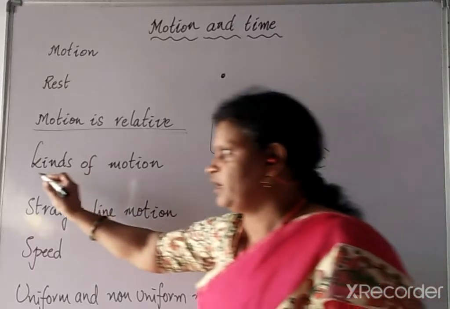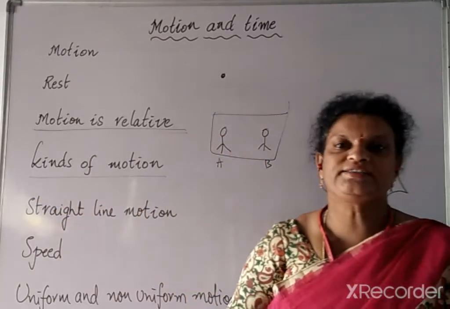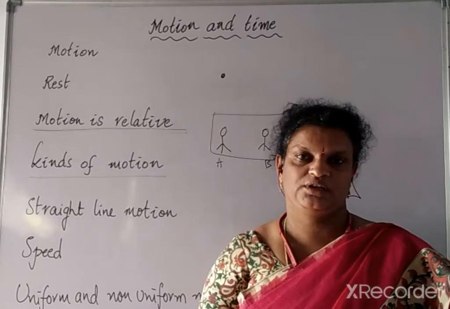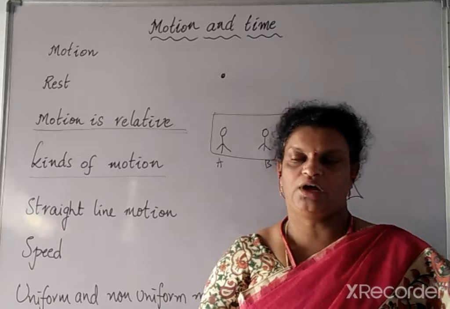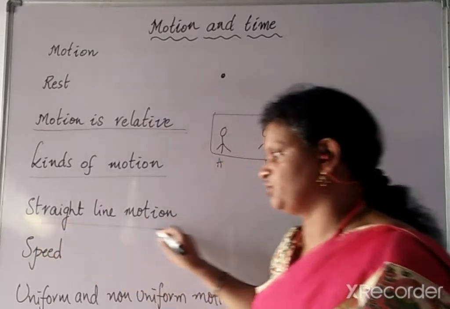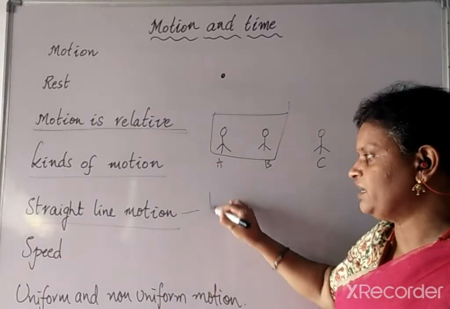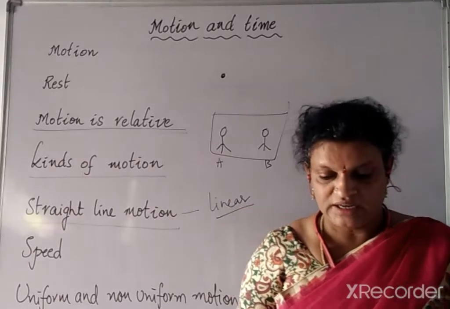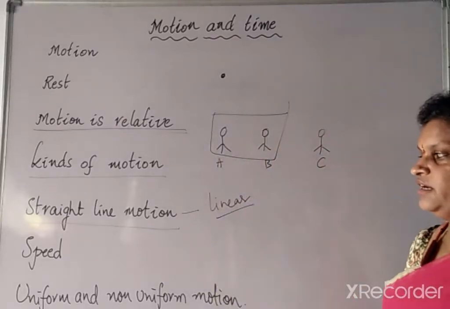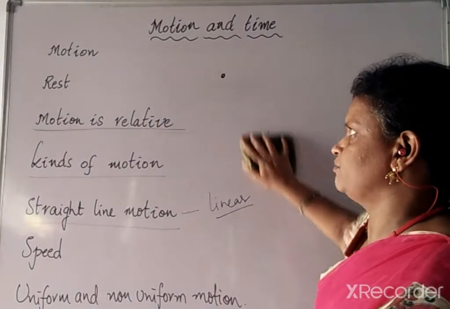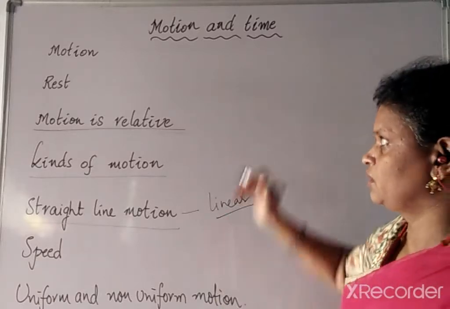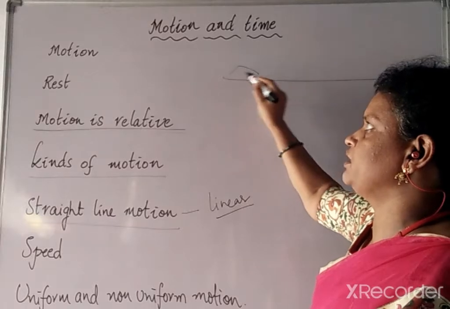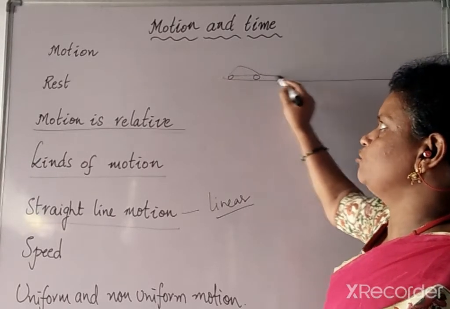Now coming to another topic here, kinds of motion. You have learnt already in your 6th class what the kinds of motion are. Like straight line motion, which can also be called linear motion. Why are we calling it linear motion here? Linear means it is like a line, a straight line motion. One person or one car traveling in a straight line is in straight line motion.